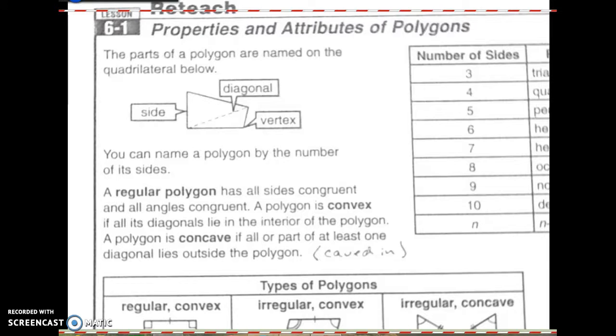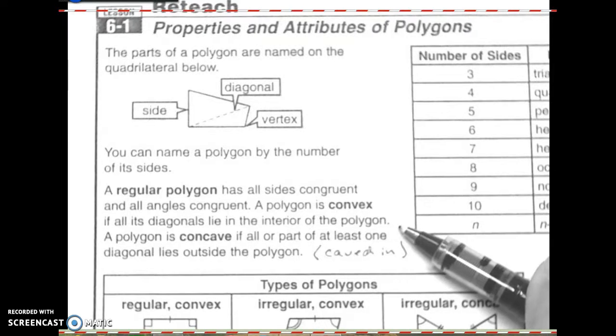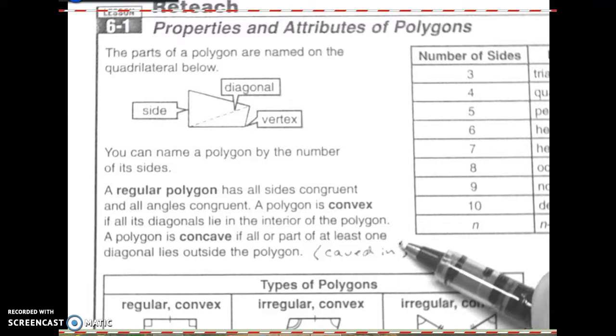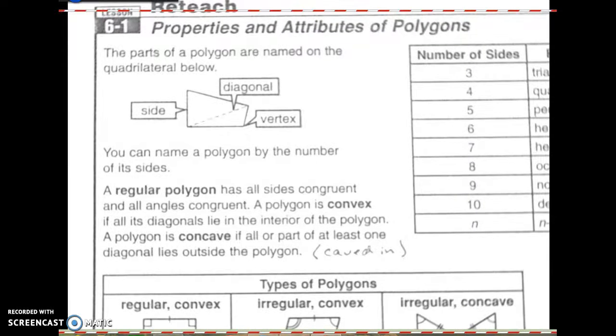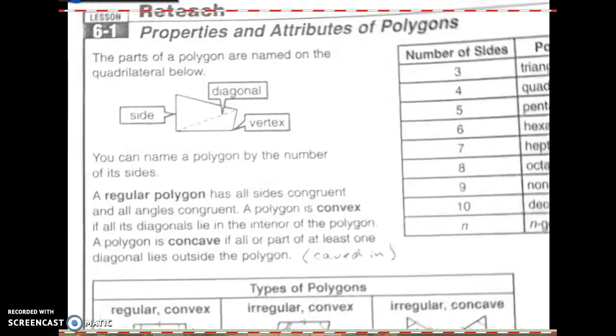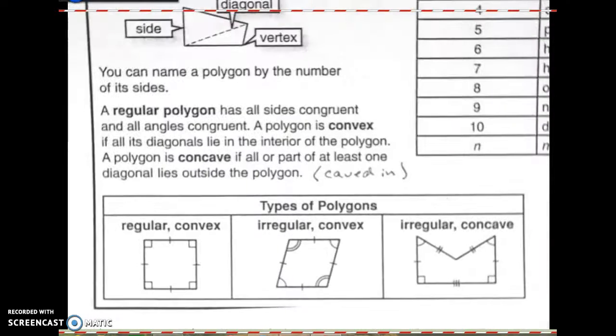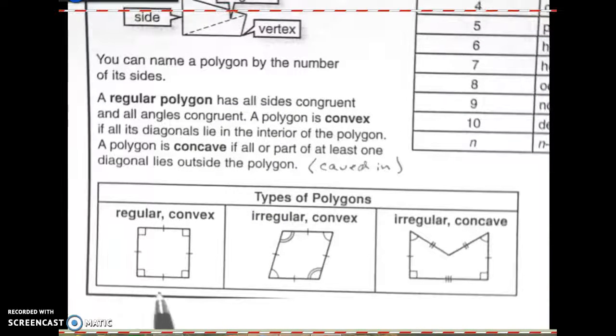Convex, the official definition means all its diagonals are inside. Basically, it's a normal looking polygon. It's concave if it can have a diagonal outside, and the way I remember it's concave if it looks like it's caved in or it's got a dent in it, a cave or a cavity. So if I'm looking at a regular convex polygon, all regular polygons are convex. It's normal looking. Regular means all my sides are the same length, all my angles are the same measure.